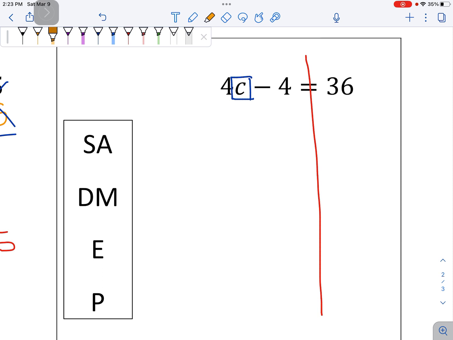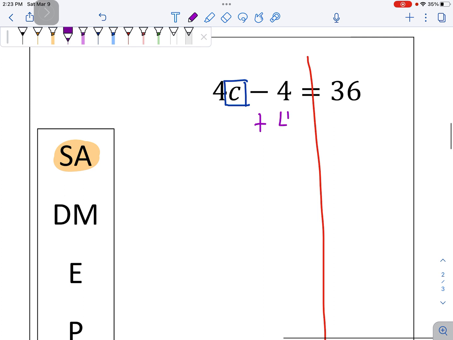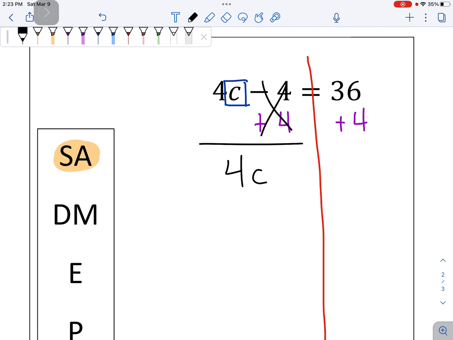All right, give this one a try. See if you can do it. It's a lot like the addition problems up above. All right, I hope you gave it a try before just watching the video. Here we go. There's a minus 4, so to get rid of it, the opposite of subtraction is addition. We'll plus 4 to both sides. This gets us 4C, and the 4's cancel out, and 36 plus 4 is 40.